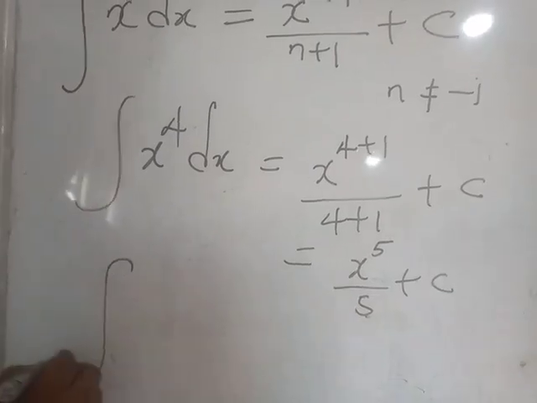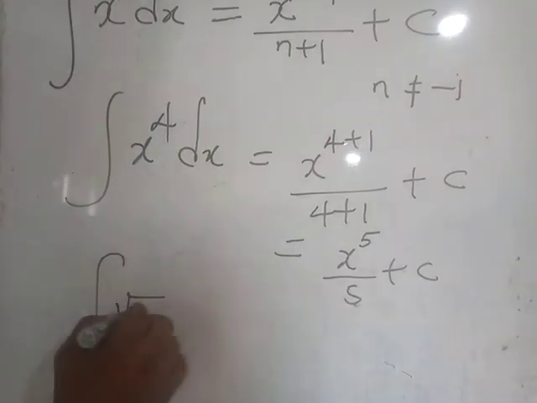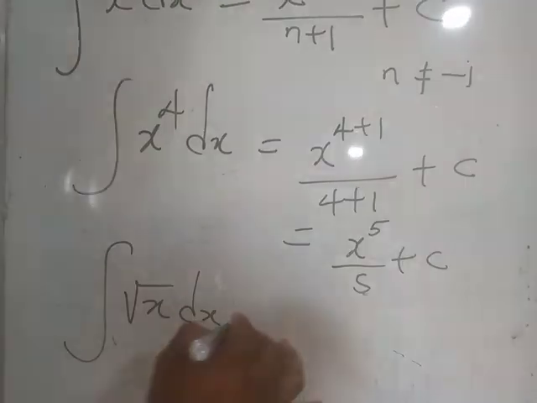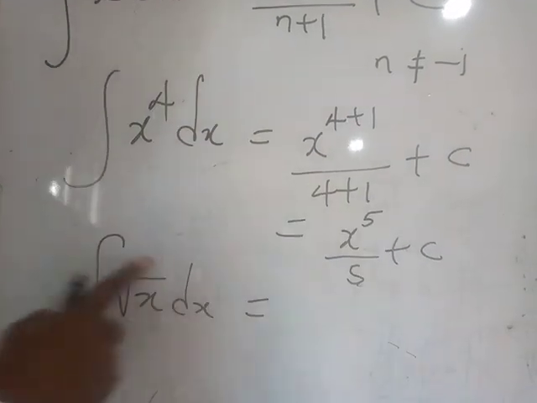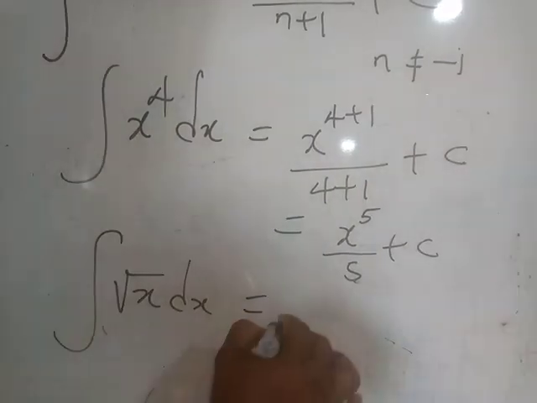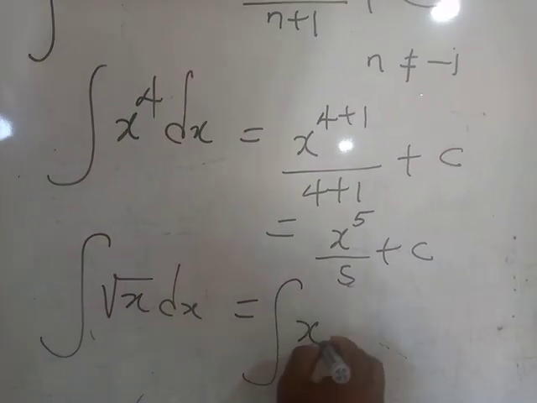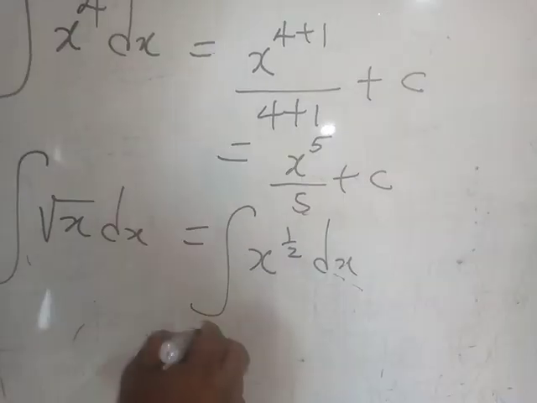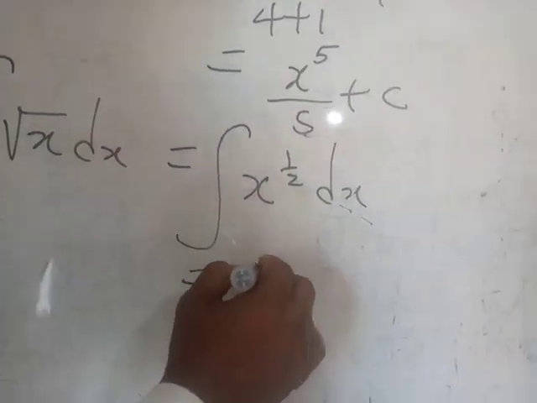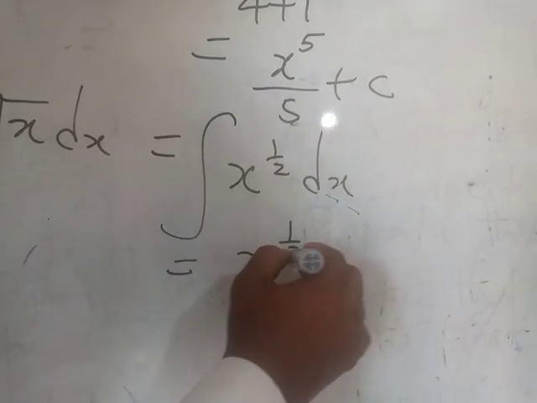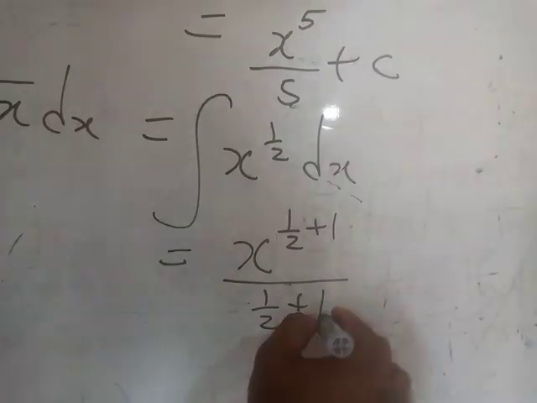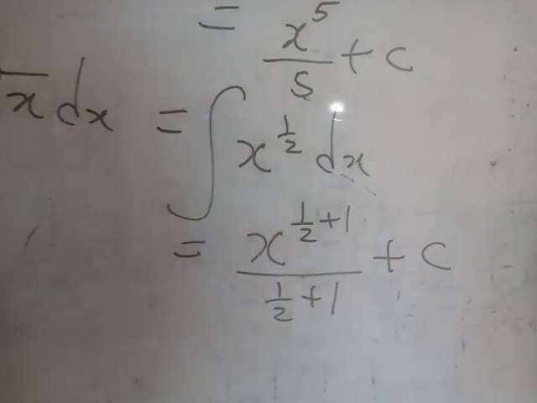If we are given the integral of the square root of x with respect to x to integrate, the first thing I'm going to do is to rearrange this using basic indices. We have the integral of x raised to power 1 over 2 with respect to x. Alright, so if I use the formula, I'm going to have x raised to power 1 over 2 plus 1 all over 1 over 2 plus 1. Don't forget the constant of integration.